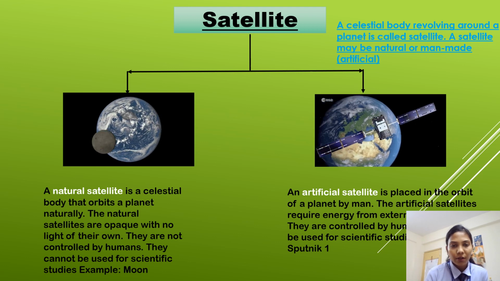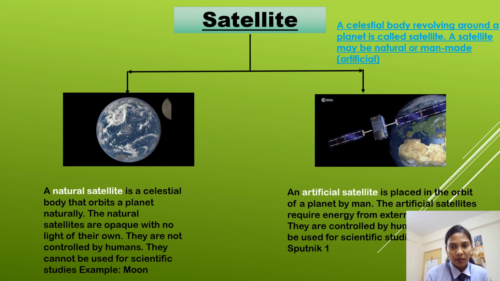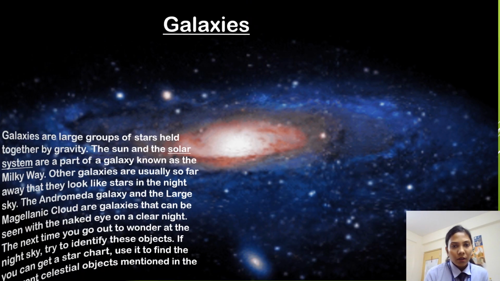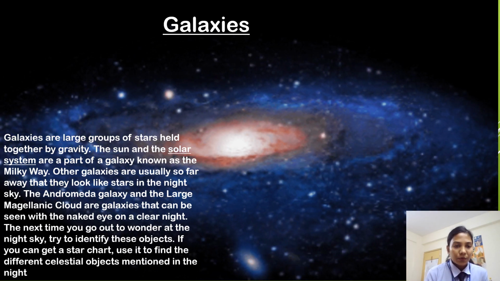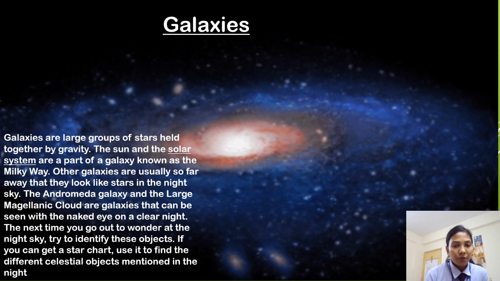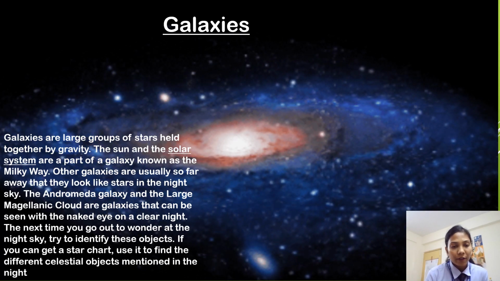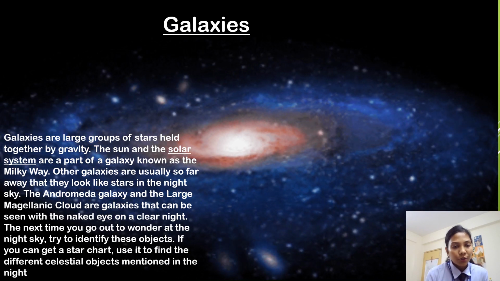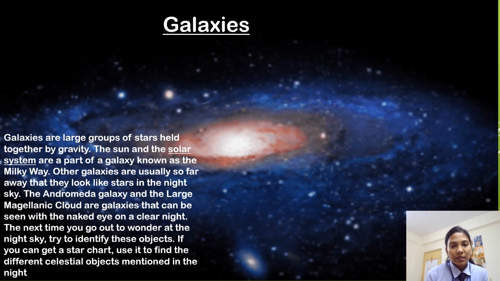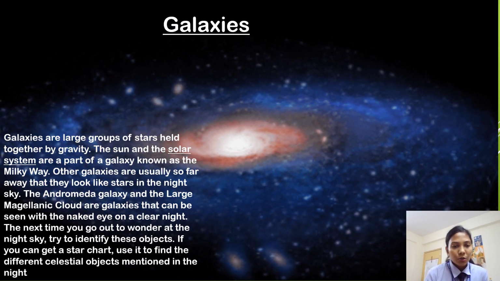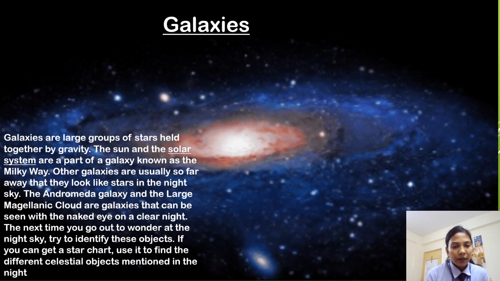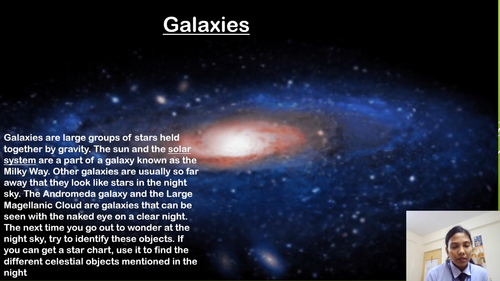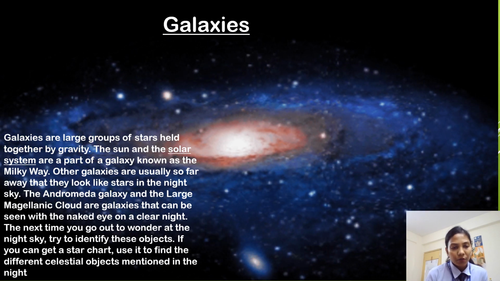Now you understand what natural and artificial satellites are. In the next slide, we understand what a galaxy is. A galaxy is a large group of stars held together by gravity. The Sun and the solar system are part of the galaxy which we know as the Milky Way. So our galaxy's name is the Milky Way. Other galaxies are usually so far away that they look like a star in the night sky.